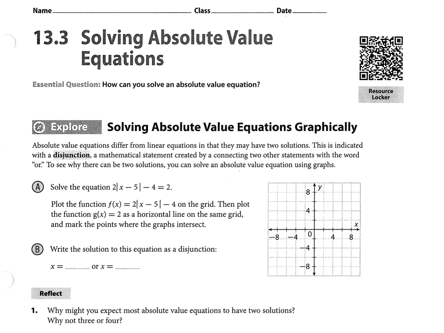It says solve the equation 2 times the absolute value of x minus 5 minus 4 equals 2. Plot the function on the grid. Then plot the function g of x equals 2 as a horizontal line on the same grid, and mark the points where the graphs intersect. So we're going to start with g of x because that one's pretty simple. We are just going to mark it at 2. And g of x is another way of writing y, so we're going to graph y equals 2.